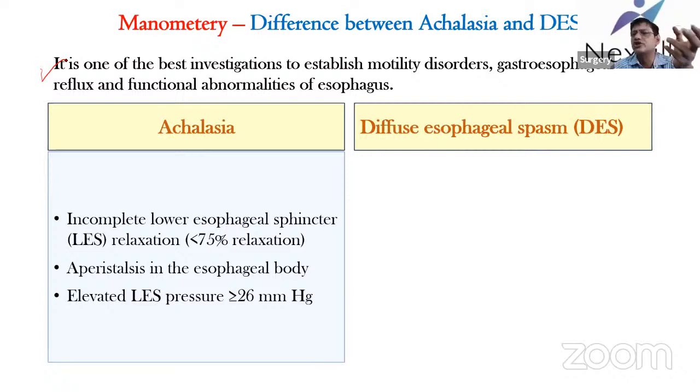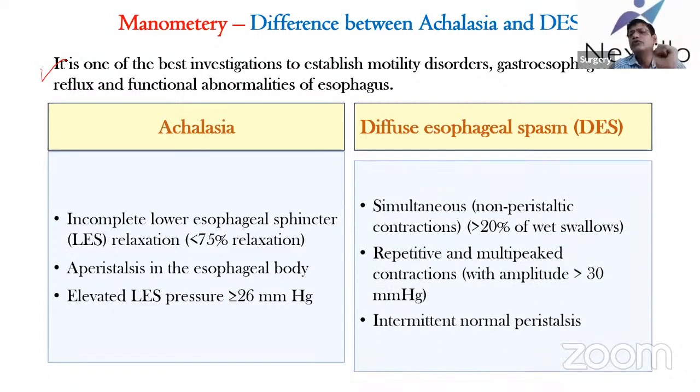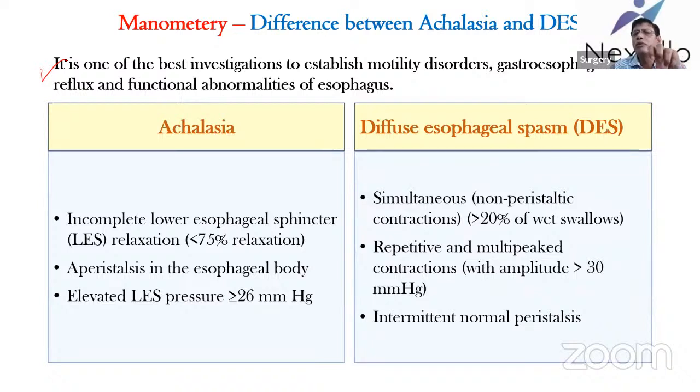In the diffuse esophageal spasm, simultaneous non-peristaltic contractions are there, in more than 20% of the wet swallows, repetitive and multi-peaked contractions, and in between the episodes, the peristalsis is normal. So remember here, peristalsis normal. Here, there is aperistalsis, absent. LES tone here is increased, whereas LES tone in diffuse esophageal spasm is normal. So this is the manometric difference between these two.